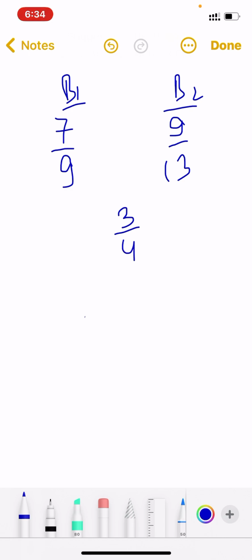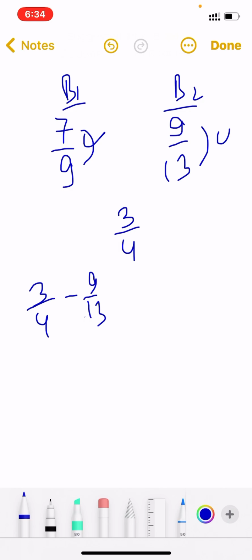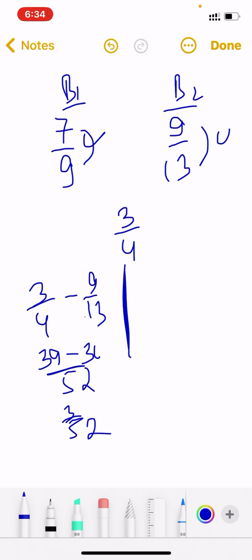Okay, so now you can see that this fraction is bigger than this because the difference is 2 and here the difference is 4 and the numbers are quite close. Okay, so this will be simply alligation. We can apply 3 by 4 minus 9 by 13. So this will be 52, 13 times 3 is 39 minus 13 times 4 is 36. So 3 by 52. And here 7 by 9 minus 3 by 4. So 36. So 9 times 4 is 36, 4 times 7 is 28, 4 times 9 is 36, 9 times 3 is 27.